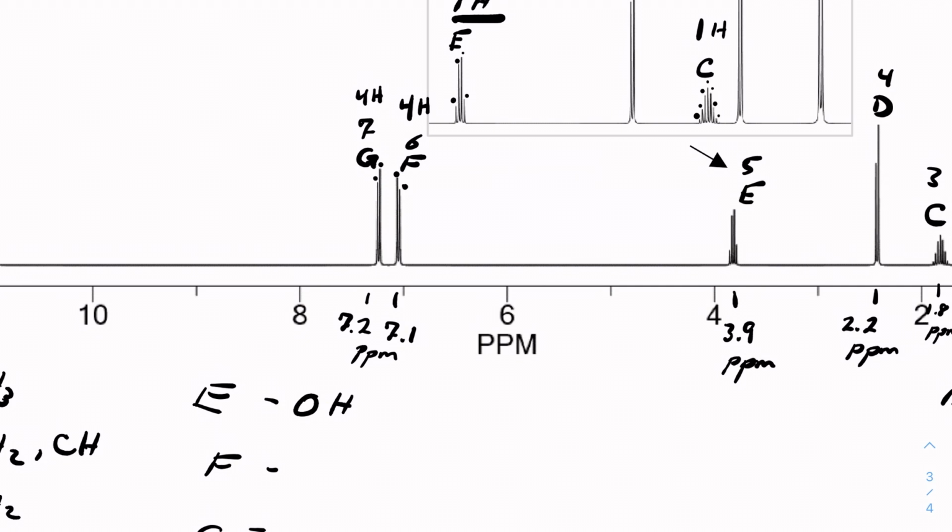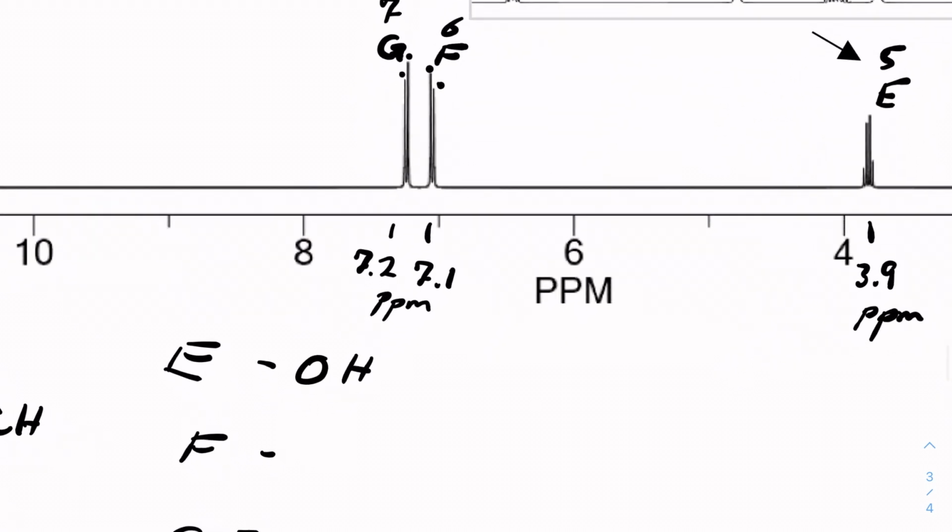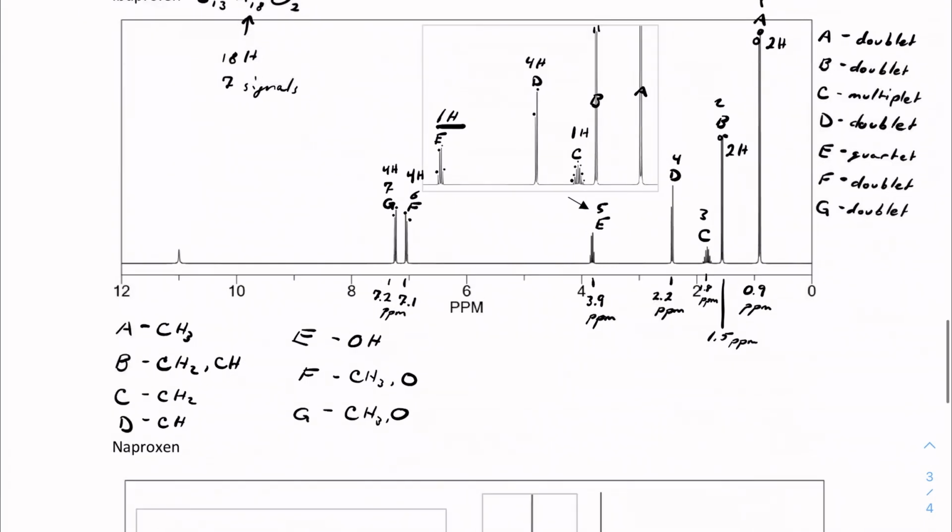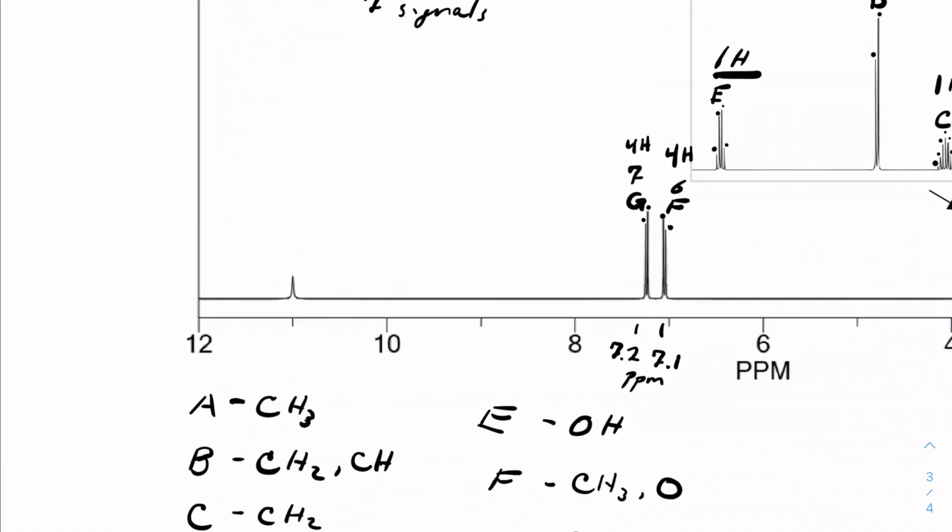And then for F and for G, we can look at that and see that they are both going to exhibit the same kind of ideal signal. It's probably going to be a CH3, maybe an O, CH3, maybe an O. So then we can kind of start putting things together and just seeing where things fit.